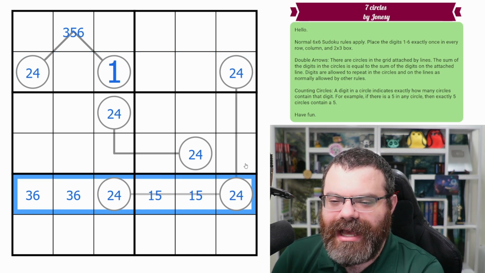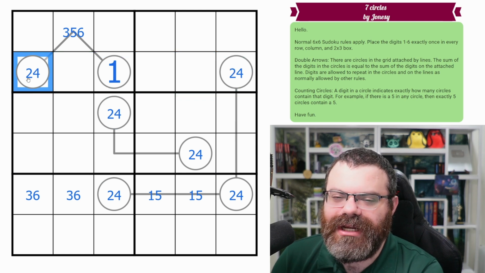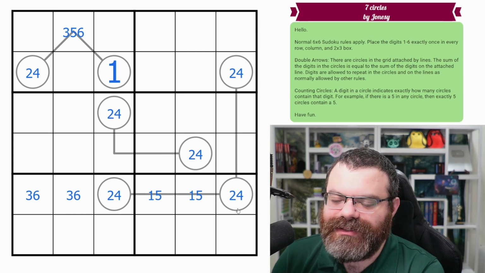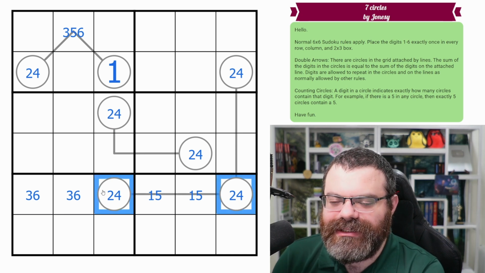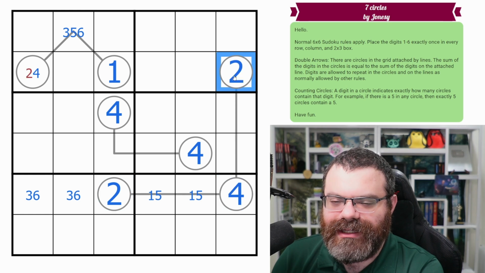So each row has to contribute a 4, right? Because I can only have 1 4 per row. So I'm going to have a 4 from this row, a 4 from this row, a 4 from this row, and a 4 from this row. That's all of our 4s. So we know it's in this 2, 4 pair, but that means these 2 are 4s, right? So that's a 2, that's a 4, that's a 2, that's a 4.